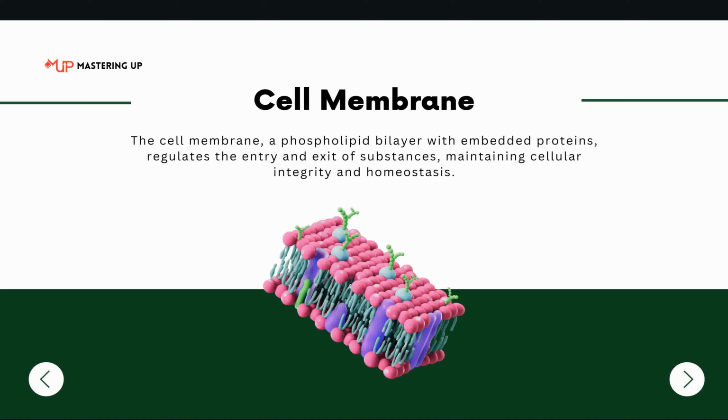The cell membrane, also known as plasma membrane, is a vital structure made up of a phospholipid bilayer with embedded proteins. It controls the movement of substances in and out of the cell, thus maintaining homeostasis and protecting the cell's internal environment.